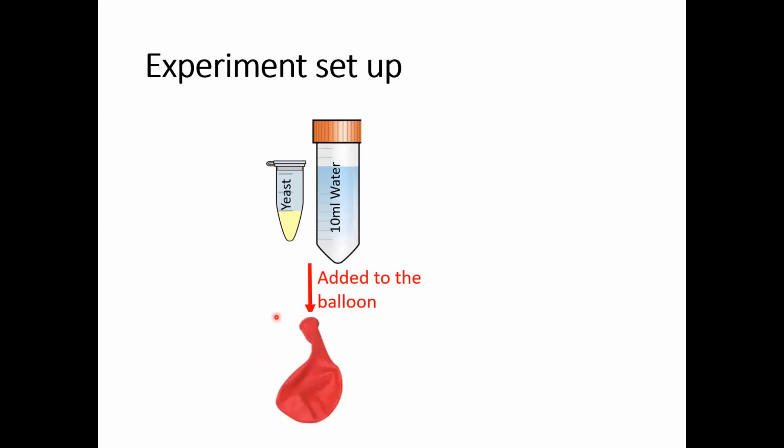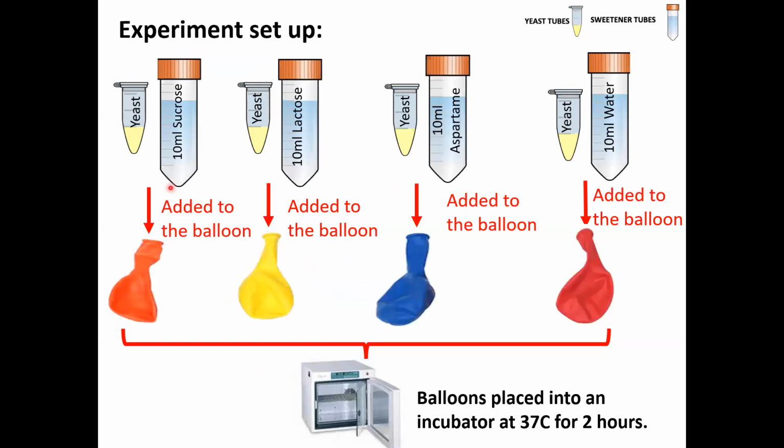So in this experiment, you're basically going to have a balloon. You're going to have 10 mils of water or sweetener and yeast, and you're going to add that to the balloon. So these are the conditions we're going to have. So we're always going to have yeast. That is going to be a constant. We're always going to have the same amount of yeast, so that's going to be a constant. And we're always going to have 10 mils of a solution. So in our control group, we're going to use 10 mils of water.